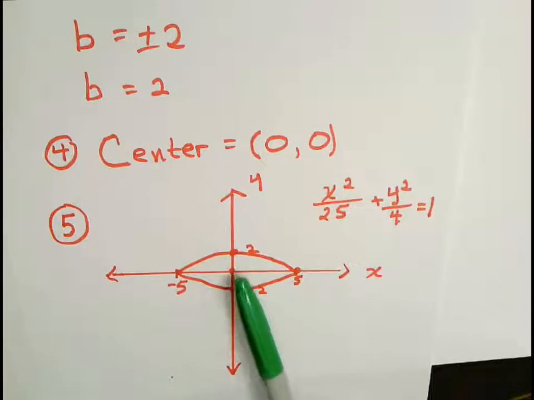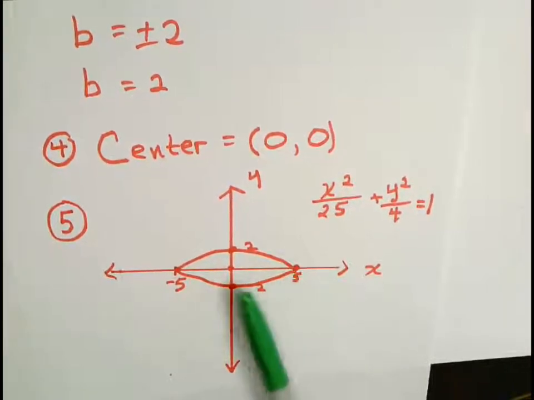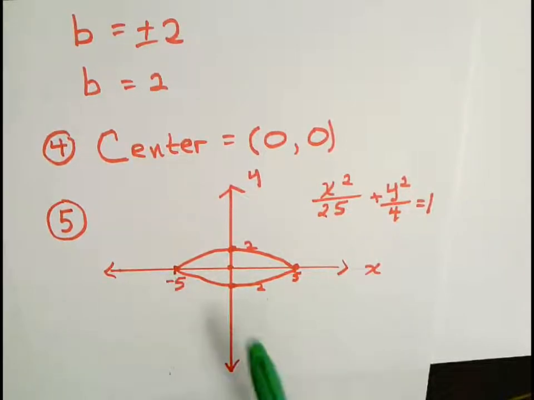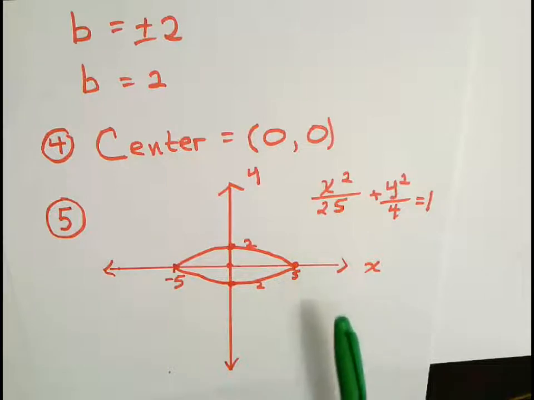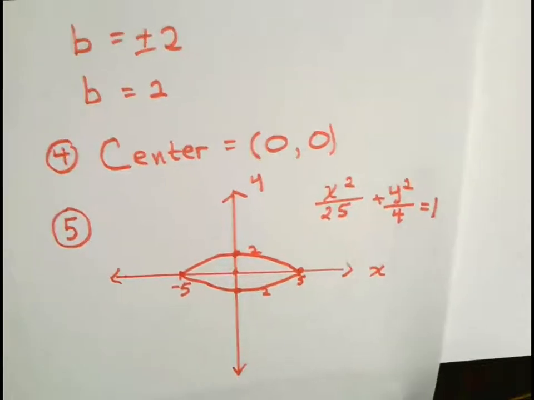Always move from the center: 5 units to the right, 5 units to the left. Then the minor axis, 2 units up and 2 units down. And that is a sketch of the ellipse. But they ask us to find the focus points, or the foci points.